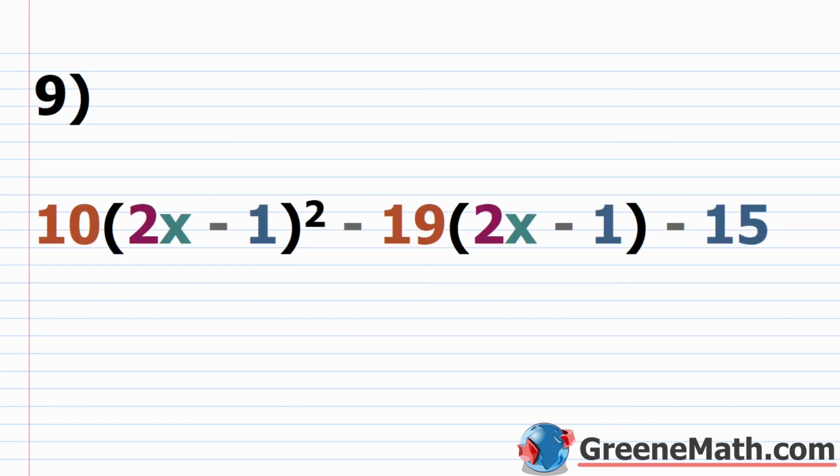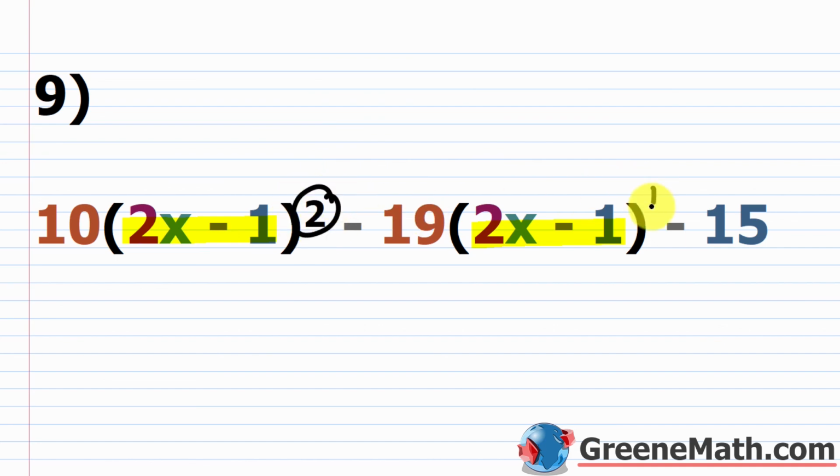All right, let's look at problem number 9. So a slightly different format. We have 10 times the quantity 2x minus 1 being squared, minus 19 times the quantity 2x minus 1, minus 15. So now we have something, again, that looks a little bit different, but I want you to notice that this and this, it's the same. So we have 2x minus 1, this quantity. Here it's squared, here it's raised to the 1st power. So again, we have something that's quadratic in form.